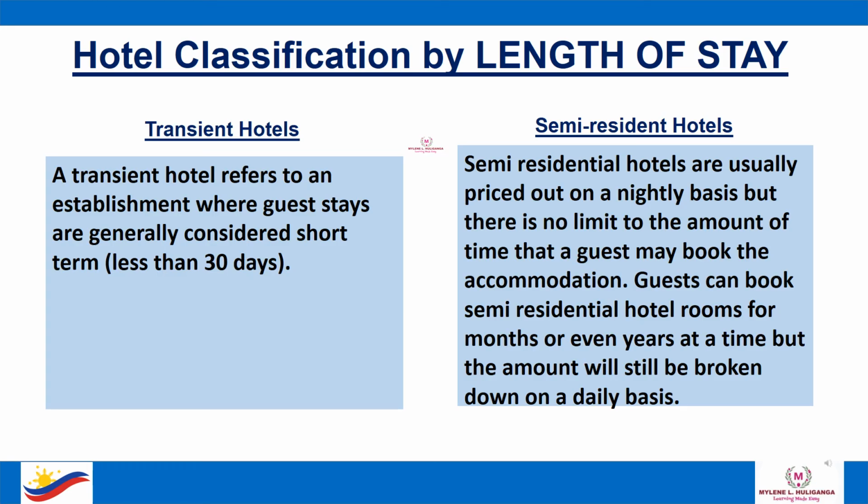The transient hotel refers to an establishment where guest stays are generally considered short-term, less than 30 days. Another is the semi-residential hotels, which are usually priced on a nightly basis, but there is no limit to the amount of time that a guest may book the accommodation. Guests can book semi-residential hotel rooms for months or even years at a time, but the amount will still be broken down on a daily basis.